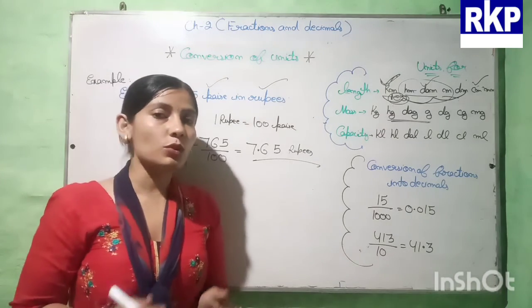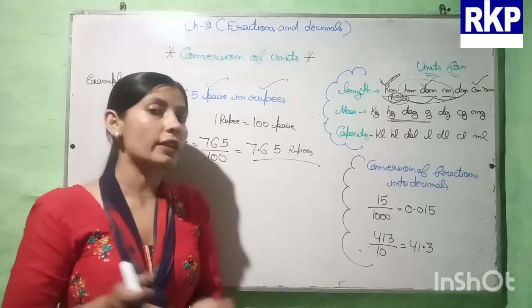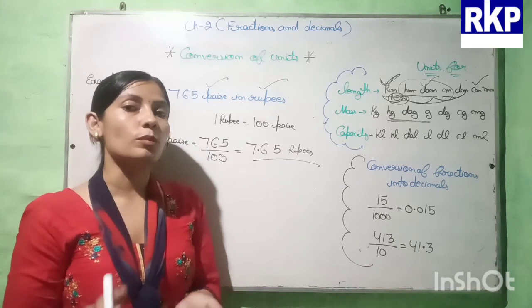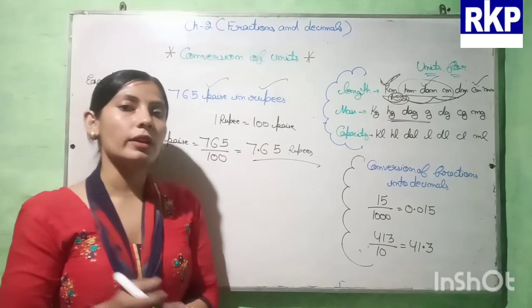So like this we have to convert greater unit into smaller unit and smaller unit into greater unit. To convert greater unit into smaller we need to multiply, and to convert smaller unit into greater we need to divide.